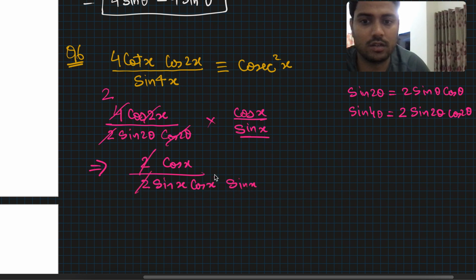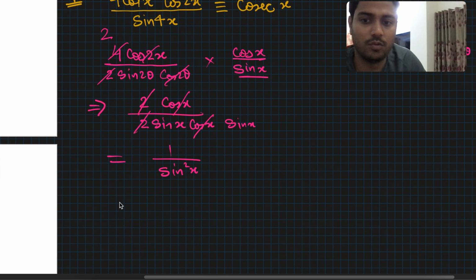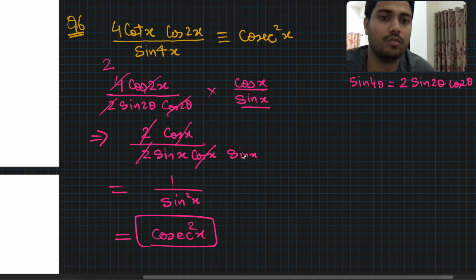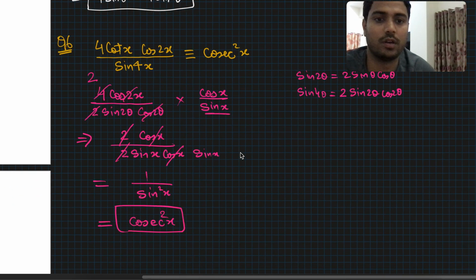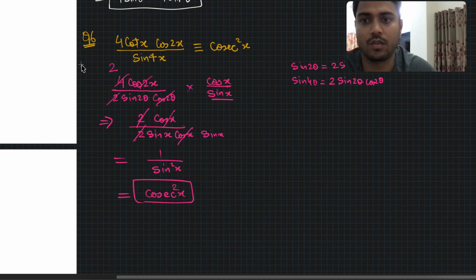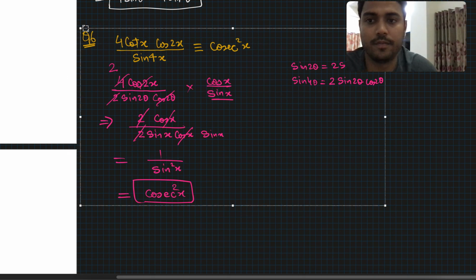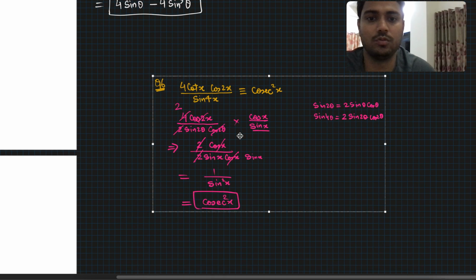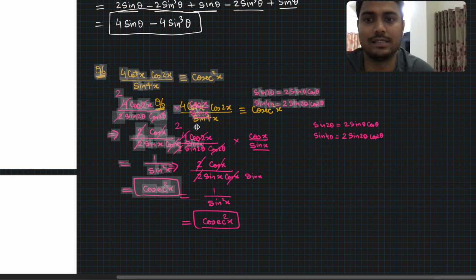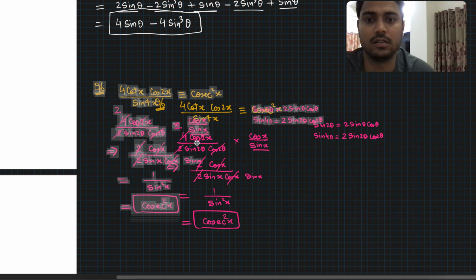So 2 will cancel out, cos will cancel out, and now we have 1 upon sin square x, which can be written as cosec square x, and this is what we had to prove. So yeah, this is the answer. This is the solution to question number 6.